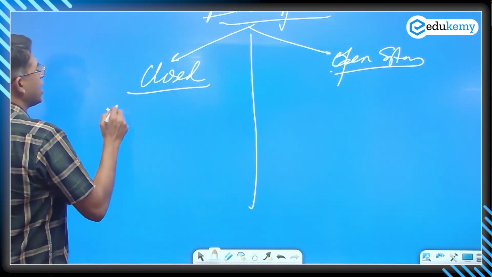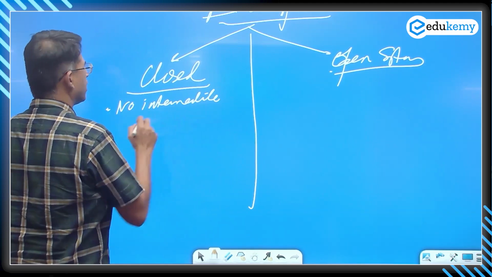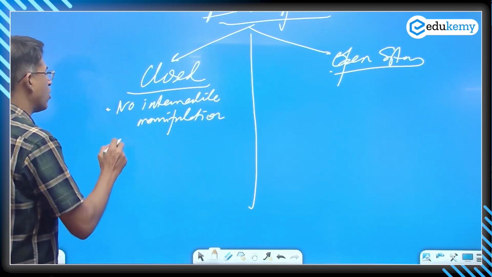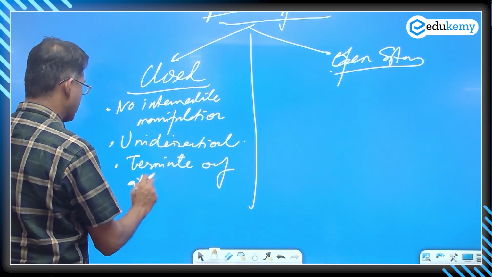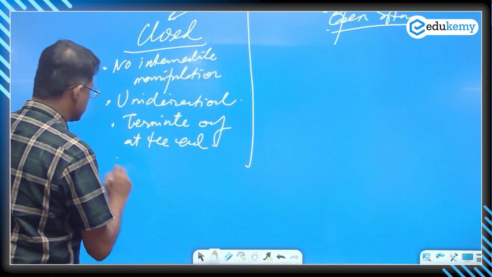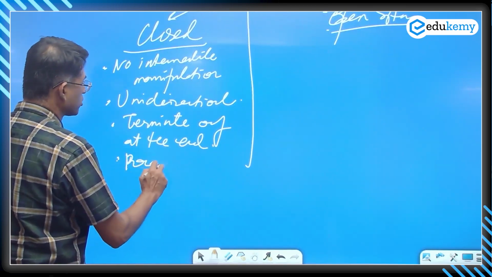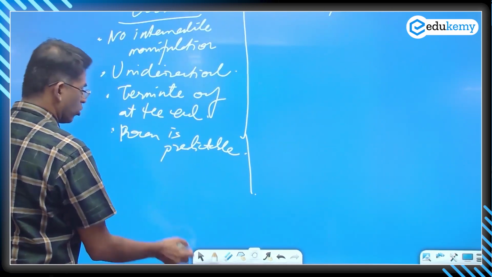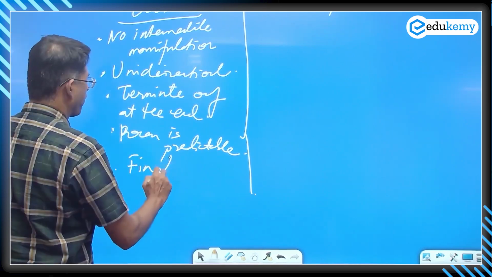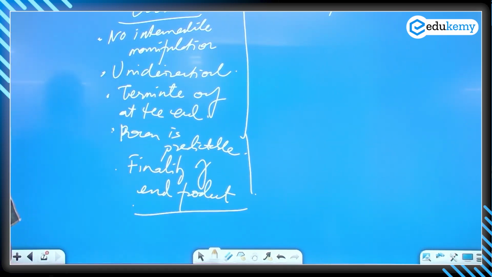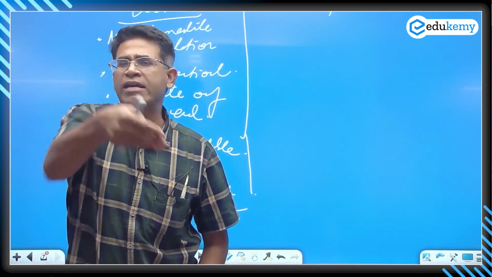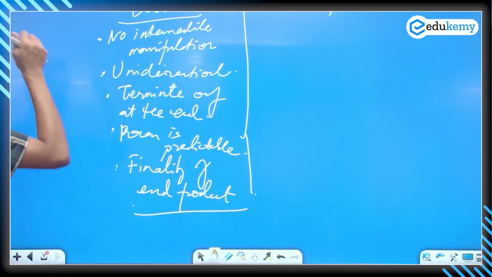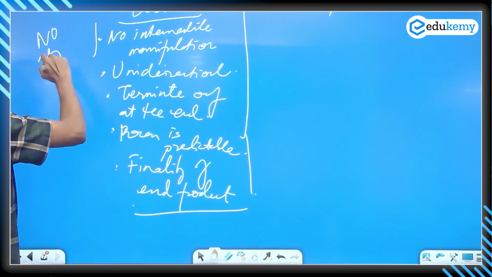In a closed system, there can be no intermediate manipulation. Closed systems are always unidirectional. They can terminate only at the end. The process of a closed system is predictable. In a closed system, there is finality of the end product. Whenever a system is closed, these are its properties. You can't enter and regulate because it's closed. You can't enter, you can't come out. In a closed system, there is no regulation.